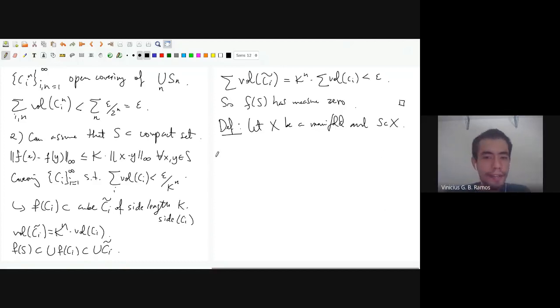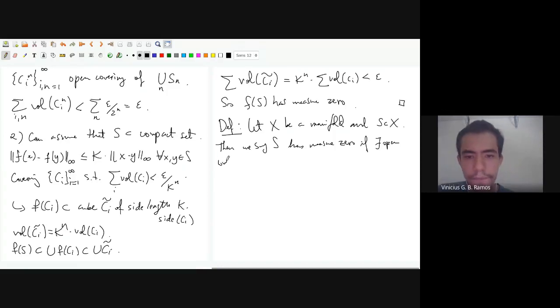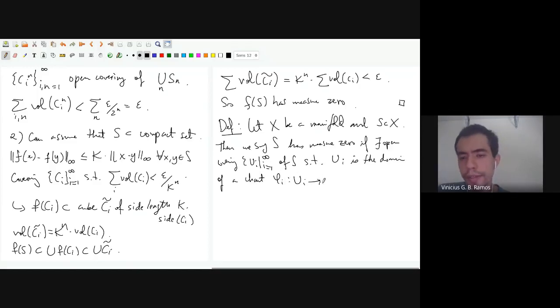And if I consider a subset S of X, then we say S has measure 0 if there exists a countable open covering U_i of S, such that U_i is contained in, or is the domain of, a chart phi_i from U_i to R^n, and the image of the chart of U_i intersected with S has measure 0 for all i. Okay?